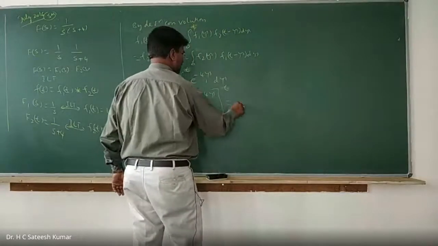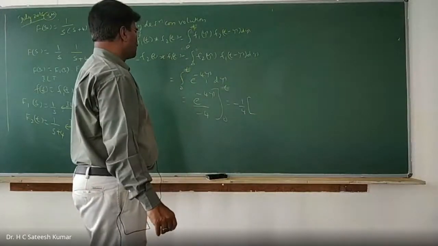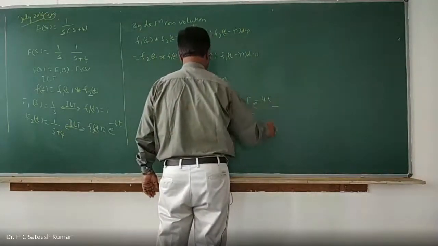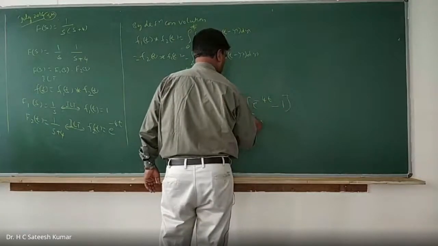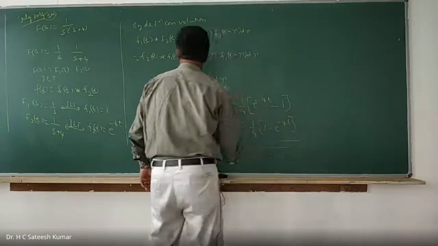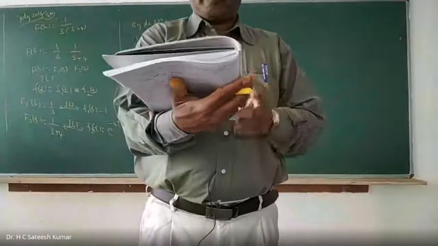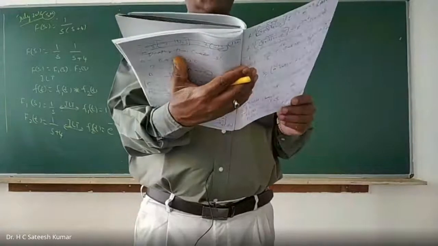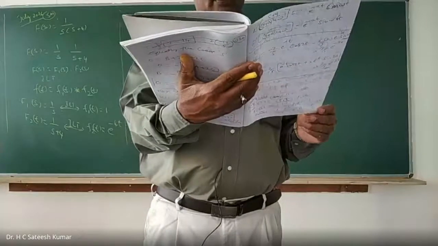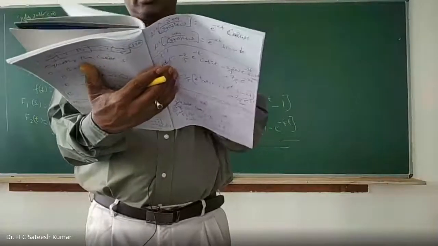So here it is minus 1 by 4 into the integration from 0 to t of e to the power of minus 4 tau, which is e to the power of minus 4t minus e to the power of 0, which is 1. So we get 1 by 4 into 1 minus e to the power of minus 4t. Here we have to take the integration up to t because it is a limited signal, not up to infinity. So that's all about this problem, but we have to check if any other problem is left out.